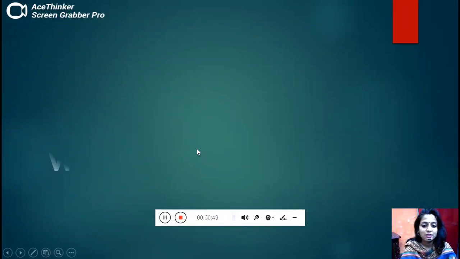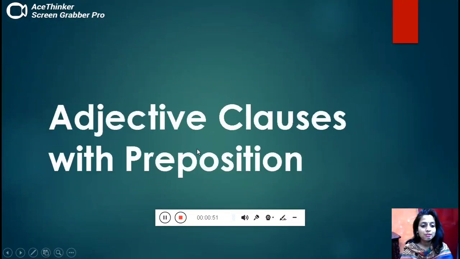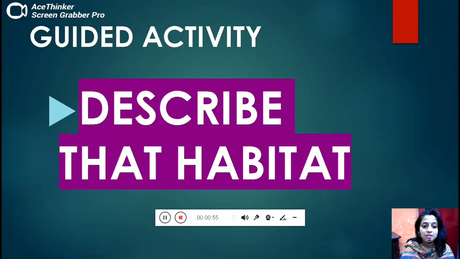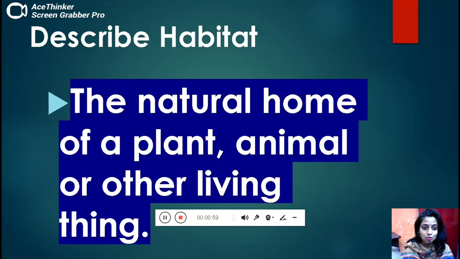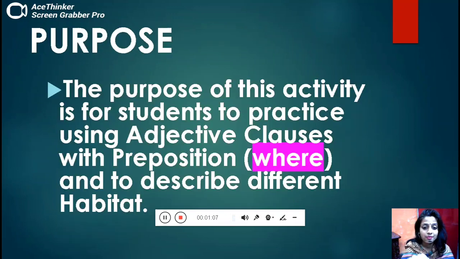Hello everyone. Today we are going to do an activity to understand adjective clauses with preposition. And the activity is describe that habitat. So first of all, let us learn what is a habitat. Habitat is the natural home of a plant, animal or other living thing.